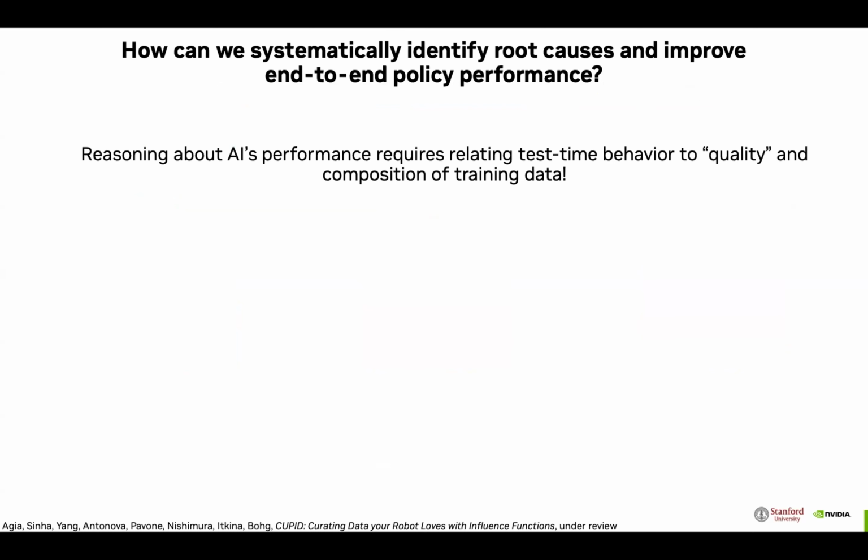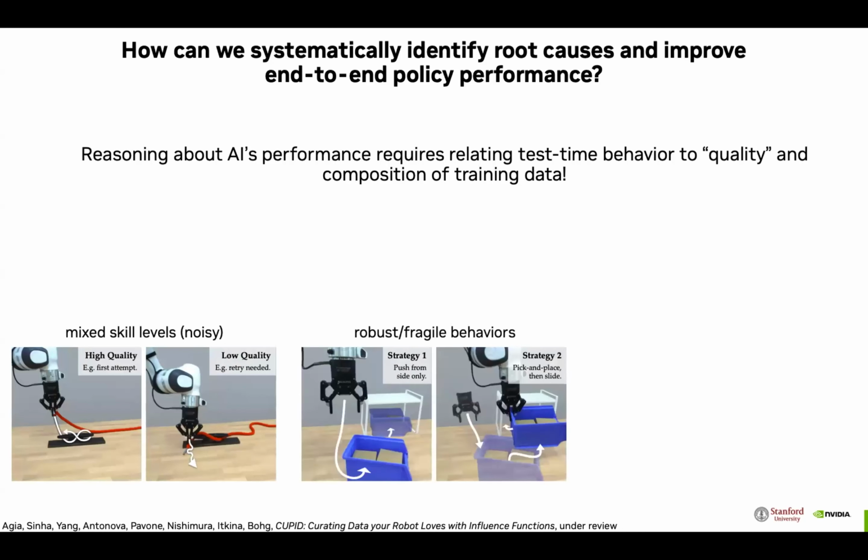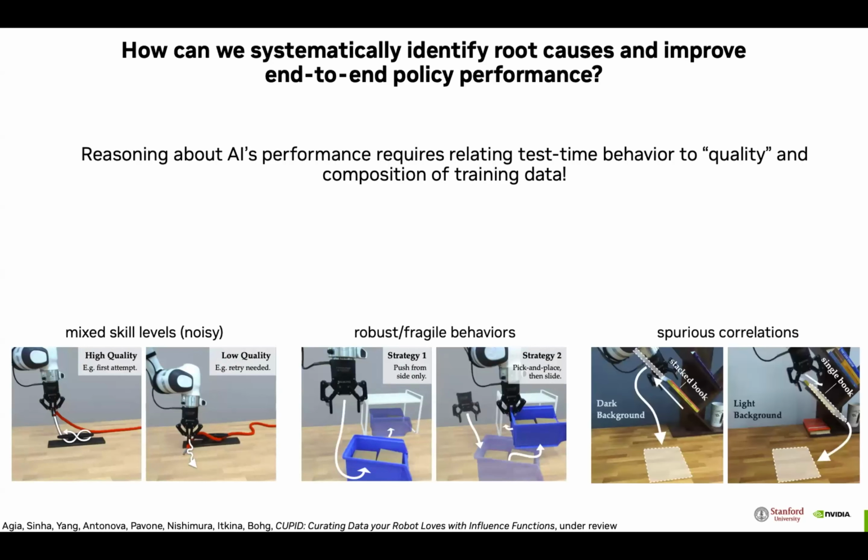The problem is that for policies trained end-to-end, we cannot just adjust the control logic. Instead, we have to reason about how AI performance relates to the composition of your training data set. For example, low precision might be the result of mixed skill levels of human demonstrators, or the result of some diverse strategies in the demonstration data being more fragile, or there might be some spurious correlations picked up by your policy, like, for example, changing backgrounds here.